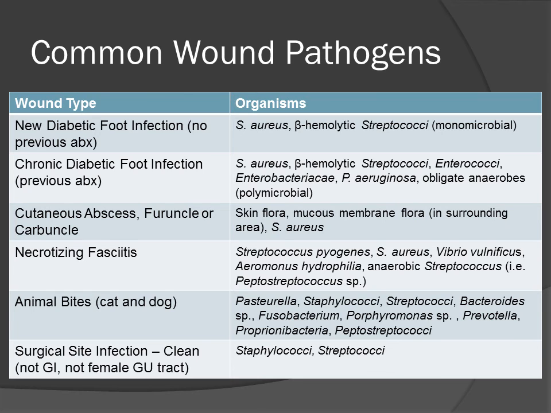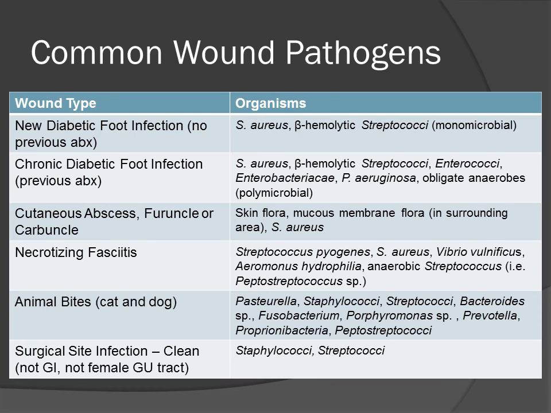By knowing the type of wound and knowing some of the different factors, so whether or not a patient's been treated with antibiotics before, it can help you with selection of antibiotic therapy. So you'll want to look at the IDSA's skin and soft tissue guidelines to make sure that you're using the appropriate antibiotics for these different common wound pathogens.